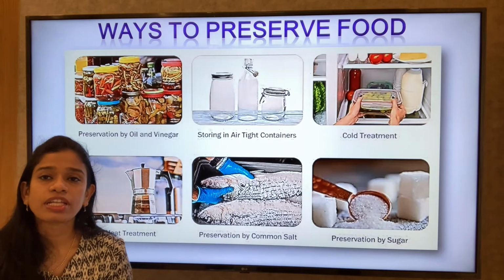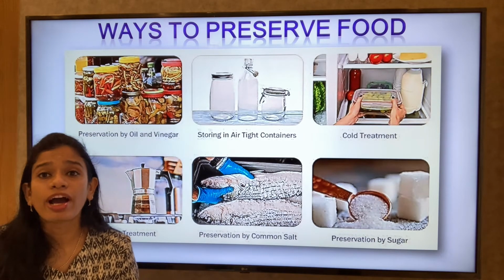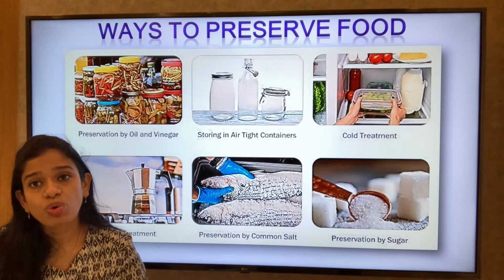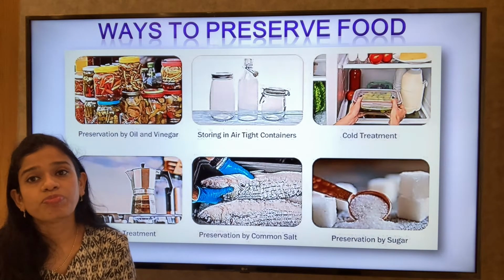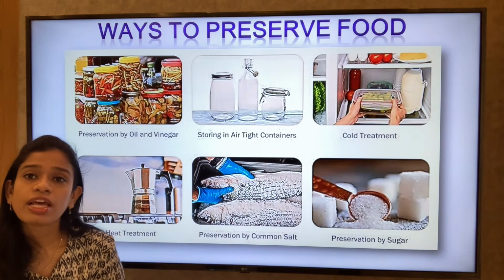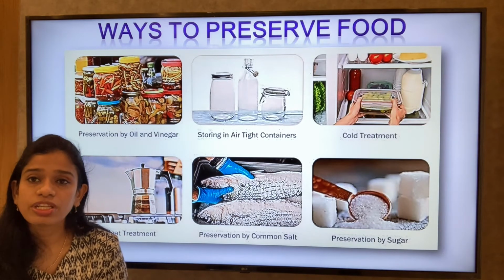So we have talked that food needs to be kept properly in order to avoid contamination. So what are the ways of preservation of food? We have seen that microorganisms can cause the food to get contaminated. So how do we actually preserve them?